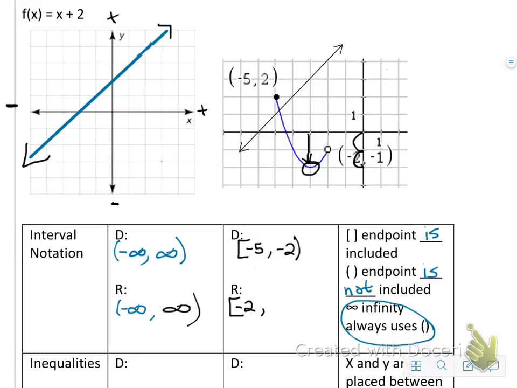Now, let's go up. Aha, we have a highest point right there. So it's still the negative 5, 2, but now we're talking about the y. So we have a 2 there. So we're going to 2.